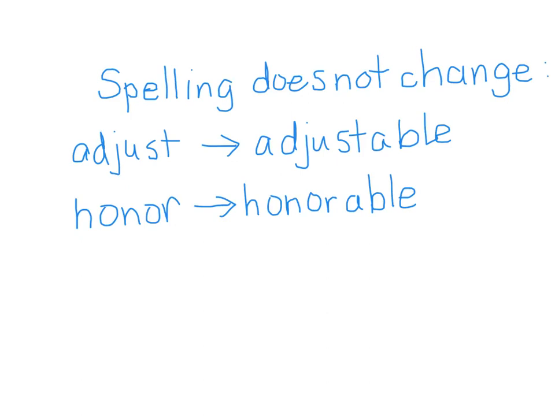Because able is a suffix, we have suffix spelling rules that we have learned in the past when adding able to our base words. So we're going to have 3 different spelling rules that we need to review in order to learn how to spell these words. The first one is that the spelling does not change between the base word and when I add able. So I gave you the examples of adjust becoming adjustable, honor becoming honorable. The spelling did not change.